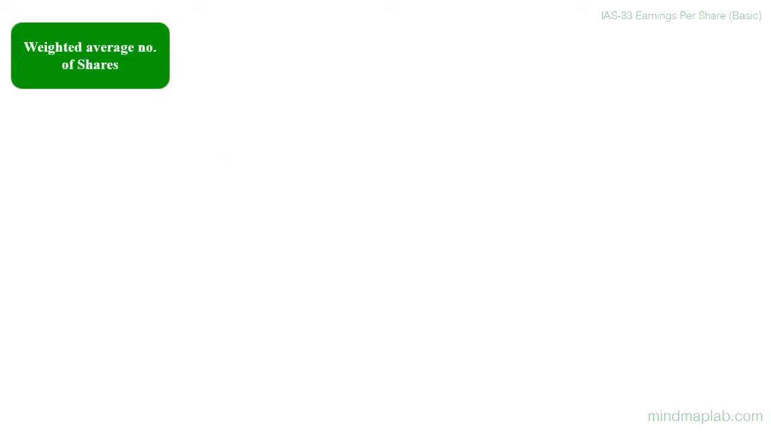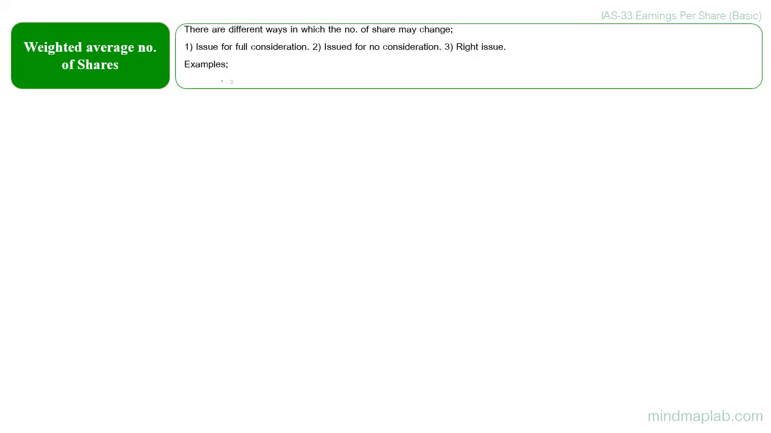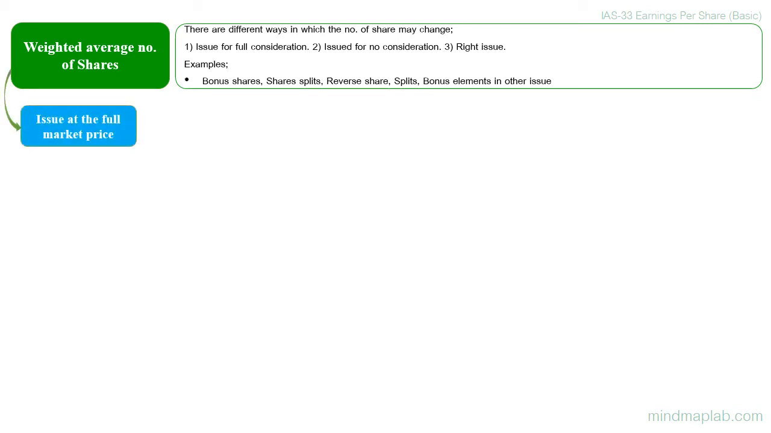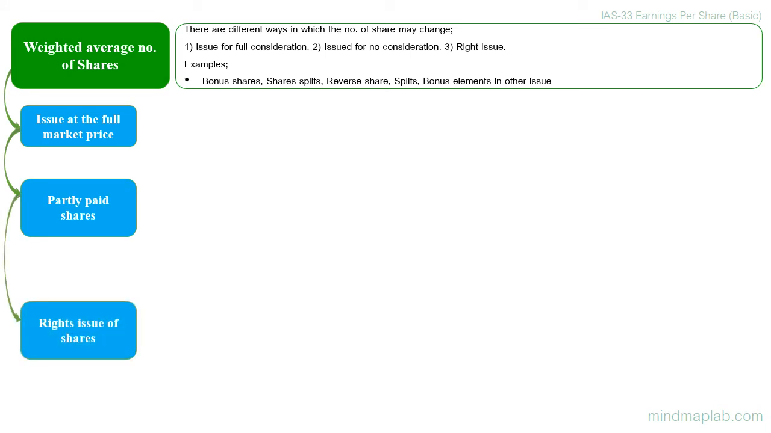Weighted average number of shares. There are different ways in which the number of shares may change. Issue for full consideration. Issued for no consideration. Rights issue. Examples include bonus shares, share splits, reverse share splits, bonus elements in other issues. Weighted average number of shares must be adjusted for issue at the full market price. Partly paid shares. Rights issue of shares.